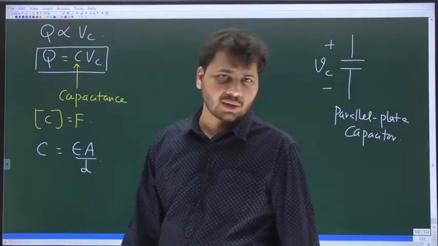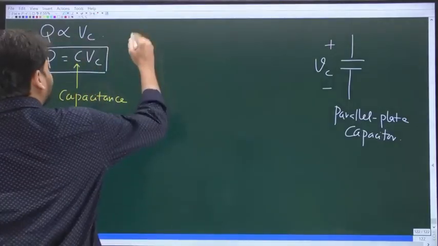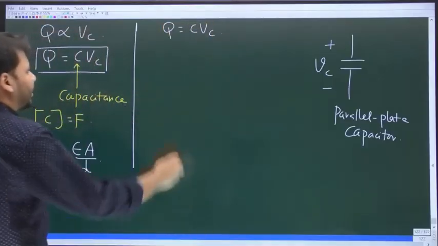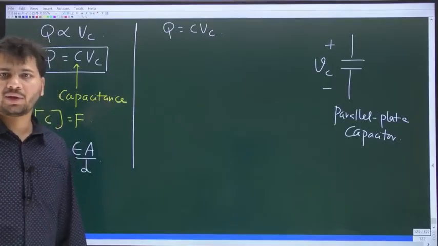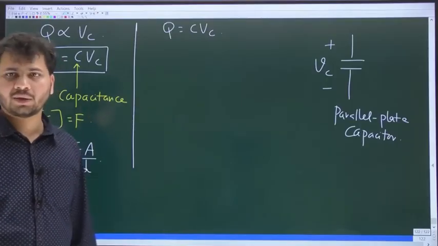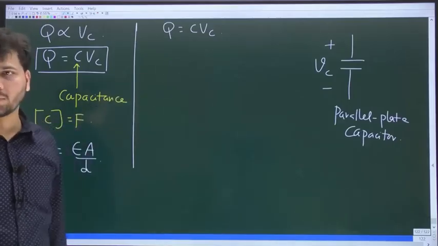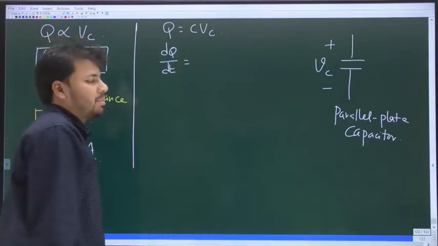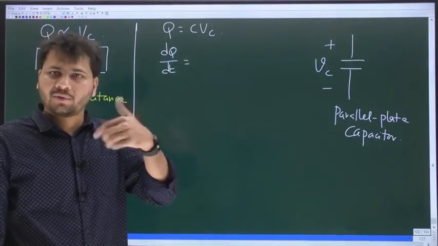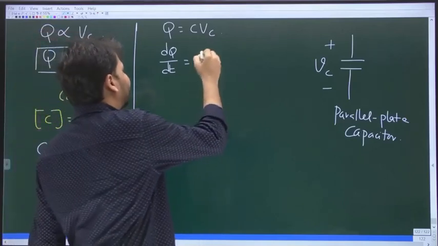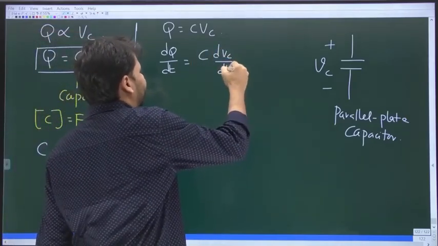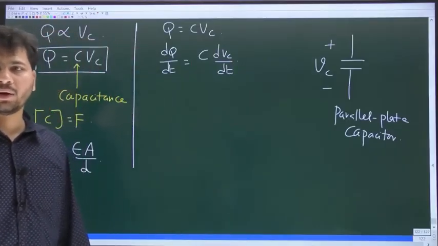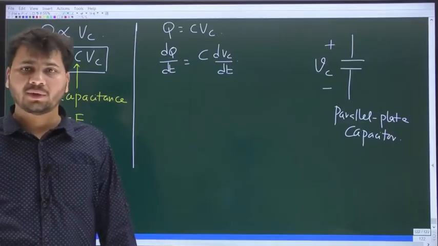And Q is equal to C into Vc. Now, if you differentiate both sides of this equation with respect to time, what do you get? dq by dt. Remember, for a given capacitor, the value of capacitance is fixed. The right hand side derivative with respect to time would be C dVc by dt. So dq by dt is C times dVc by dt.